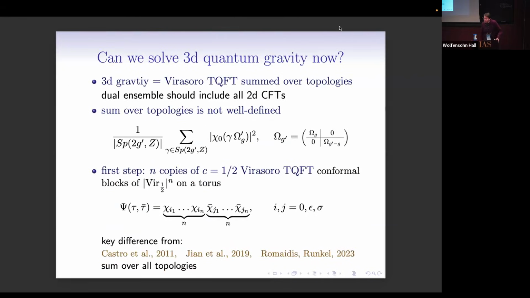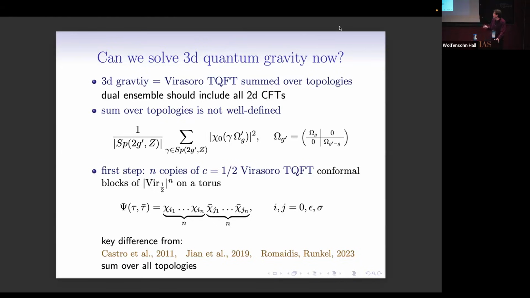And in the remaining 3 minutes, I'll try to tell you what we can do about quantum gravity in 3 dimensions. So can we solve it right now? No, because we don't have a regulator. We now know how to sum over topologies, but we basically don't have anything to sum.